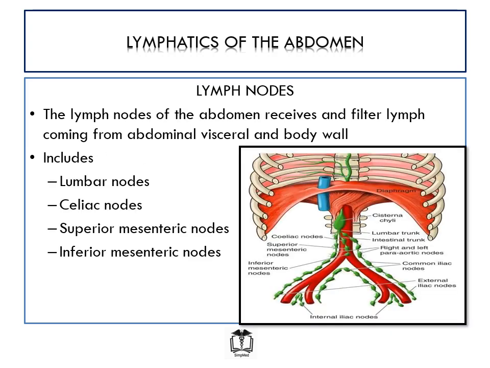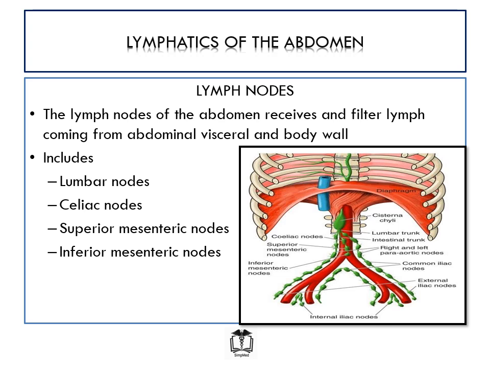So lymph nodes from the abdomen receive and filter lymph fluid that comes from a number of different structures, so coming from the visceral structures of the abdomen as well as the body wall of the abdomen. And we have a total of about, actually two groups, but then just group them into a total of four different lymph nodes.